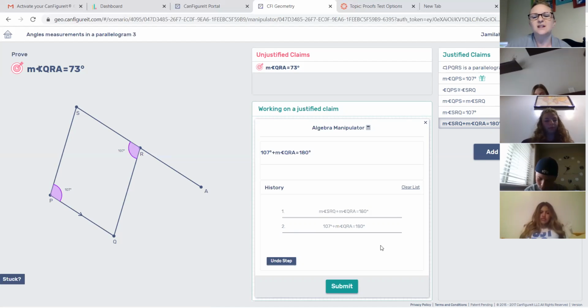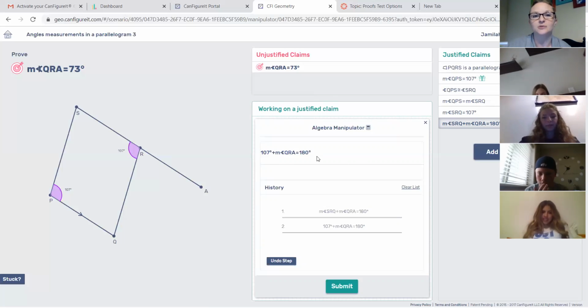Okay? But that's not quite what I want. I really want it to say what's up here. I really want it to say that QRA is equal to 73. So if you were doing this on a piece of paper, how would you make it say that QRA is equal to 73? What would be your last step? Somebody say it. Hurry. You can even mouth it. I can read your lips. Go. Do 180 minus 107. Good job. Okay, I'm going to subtract 107 from both sides.